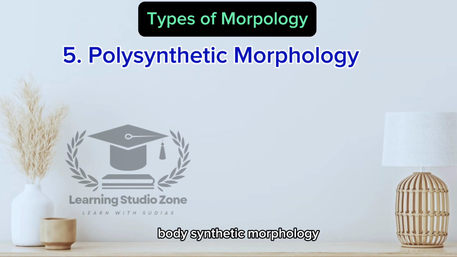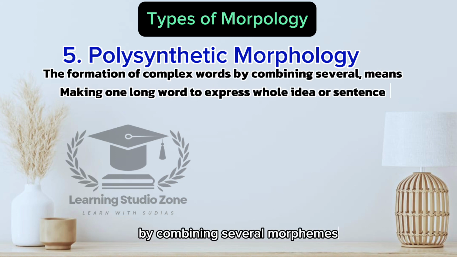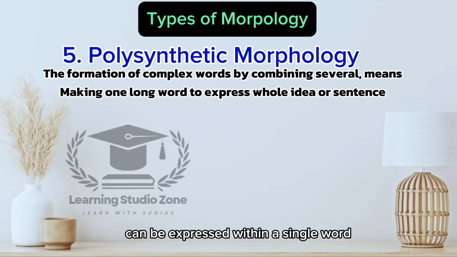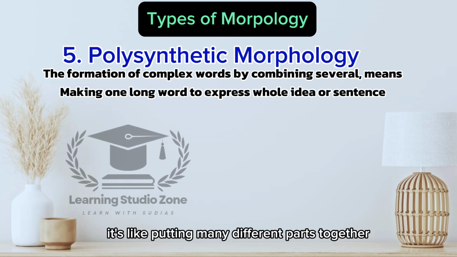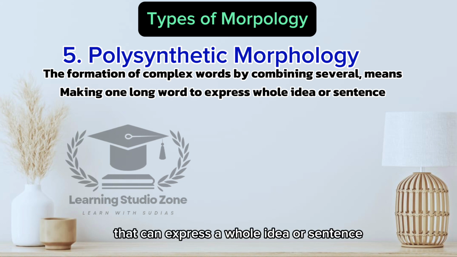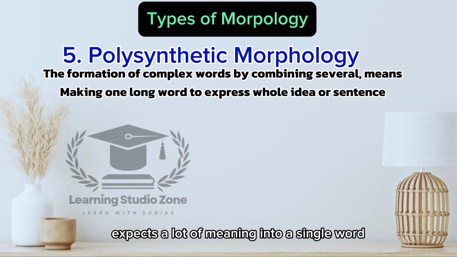Polysynthetic morphology. This type involves the formation of complex words by combining several morphemes, often resulting in highly inflected and fused word forms. In polysynthetic languages, entire sentences or clauses can be expressed within a single word. In simple words, we can say that it's like putting many different parts together to make one long word that can express a whole idea or sentence. These languages pack a lot of meaning into a single word.